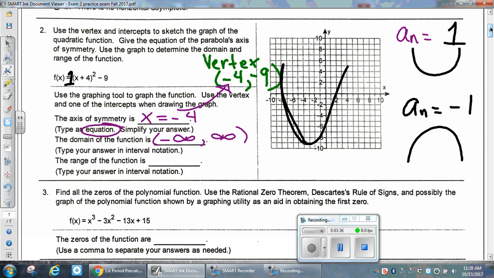So let's think about the range. What will be the lowest point? -9, included. And it says here interval notation. Yes. So bracket. If you put a parenthesis there, I don't care if you meant to put a bracket. It's wrong. And it will be wrong. And I don't want to hear any complaints. What is the highest y value possible? Infinity. But what if you have a parabola that is facing down?